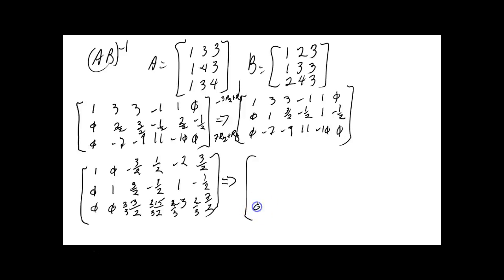And the bottom row becomes, I guess we've got to write them all. 1, 0, minus 3 halves, 1 half, minus 2, 3 halves. 0, 1, 3 halves. Oh man. Negative 1 half. Let me ask you something before we continue doing this.